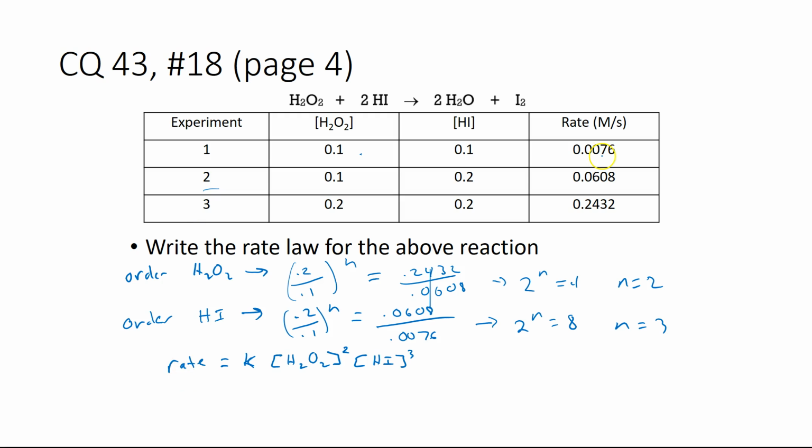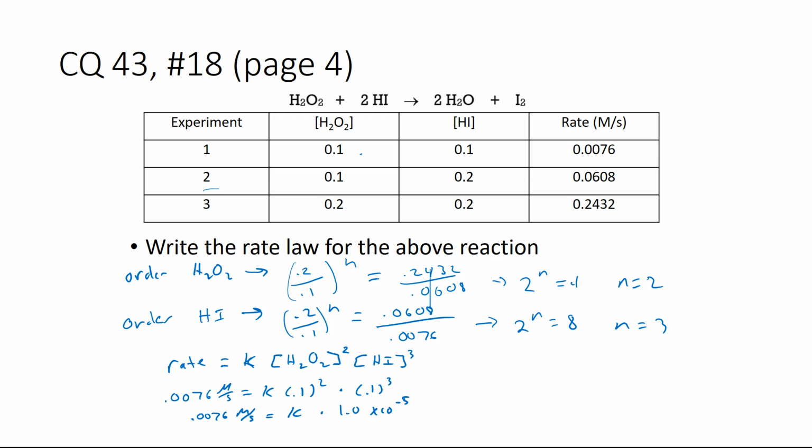So my rate for experiment 1 is 0.0076 big M over S. It's going to be equal to K, the value I don't know, times 0.1 squared times 0.1 cubed. Okay, and so simplifying this equation, I should get 0.0076 molarity per second equals K times 1.0 times 10 to the negative 5th.